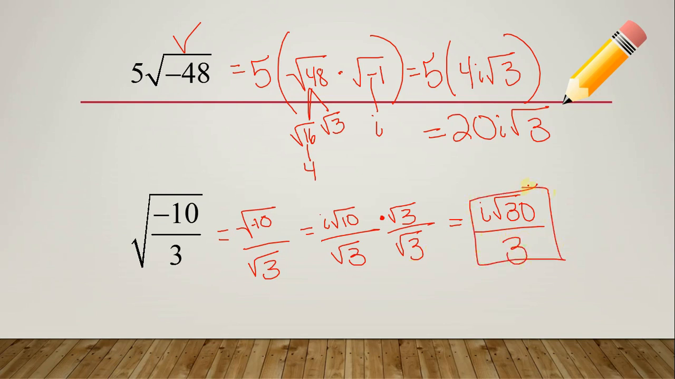That would be my final answer. And always double check, guys. Once you do that, double check that the number under the square root does not simplify even more. Sometimes it can. In this case, 30 doesn't have a perfect square, so we don't have to worry about it.